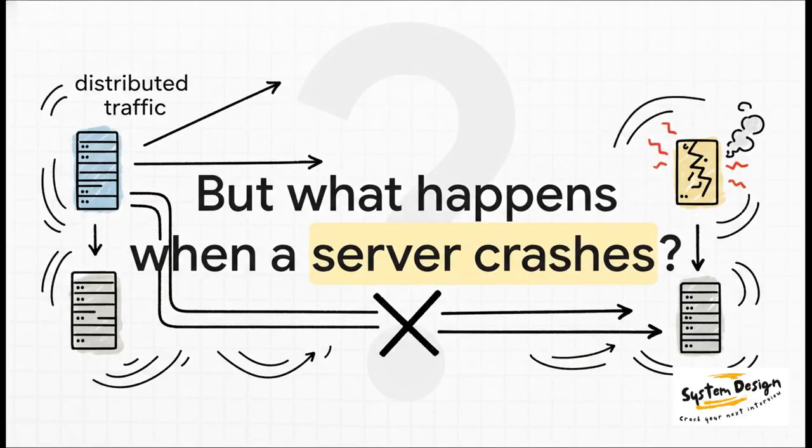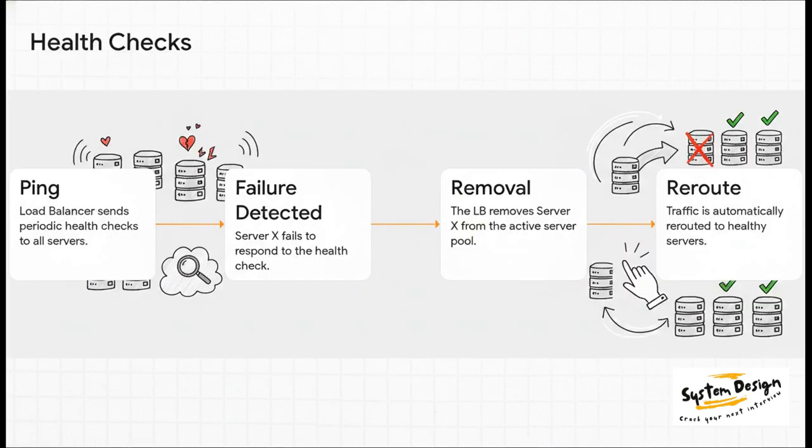This brings us to a classic system design interview question. We've spread the traffic out perfectly. Everything is running smoothly. But then what happens when one of those servers just dies? Does everything grind to a halt? Absolutely not. And this is where something called health checks come into play.